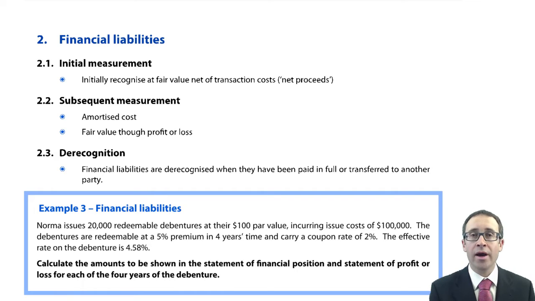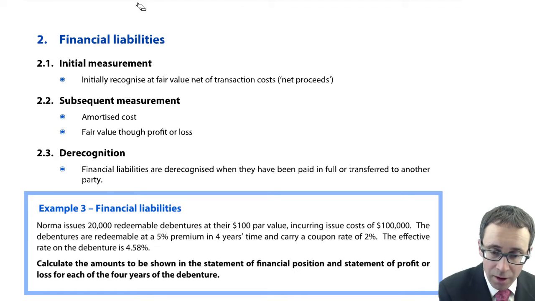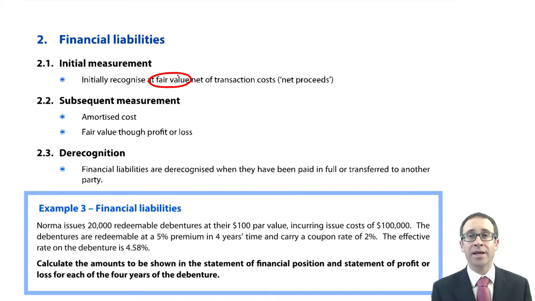The key bit upon our initial measurement is: what do we recognise that financial liability at? Like all things in financial reporting under international rules, it's always at fair value. Essentially, that's the amount of cash you receive. You debit your bank and you credit your financial liability.